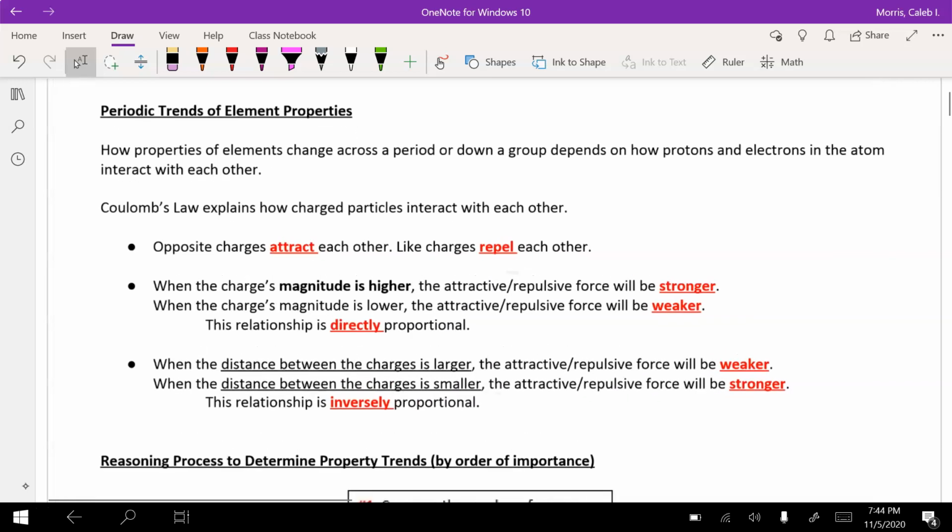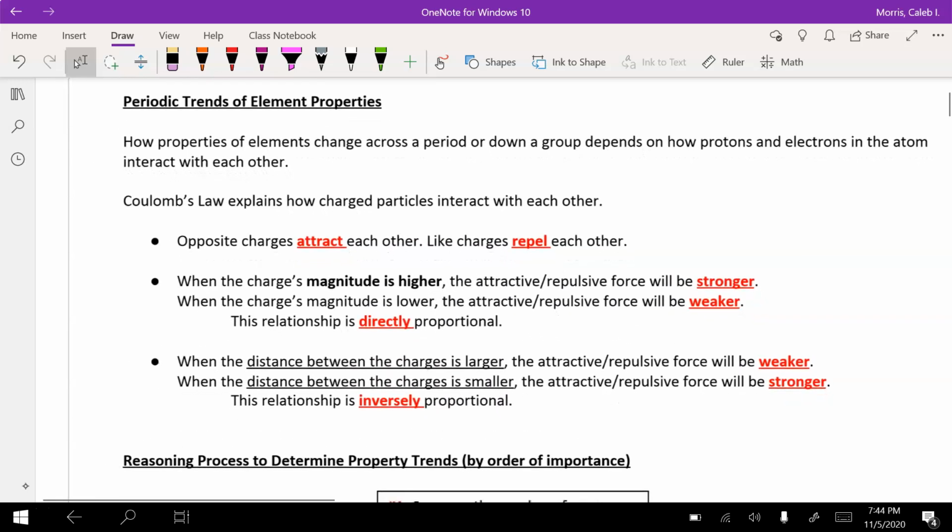So, periodic trends are how properties of elements change across a period or down a group, and it depends on how protons and electrons in the atom interact with each other. Very important concept. Coulomb's law explains how charged particles interact with each other, and you probably basically know Coulomb's law without even knowing it, but we want to be a little more specific than what you already know.